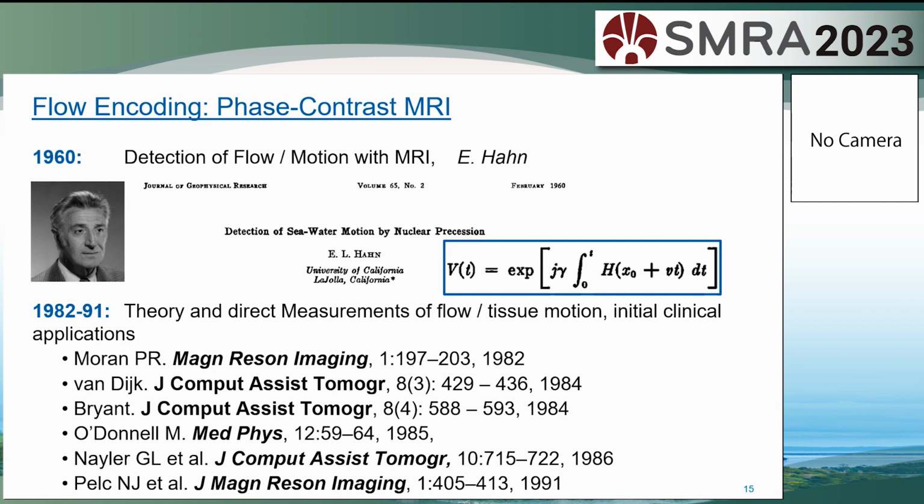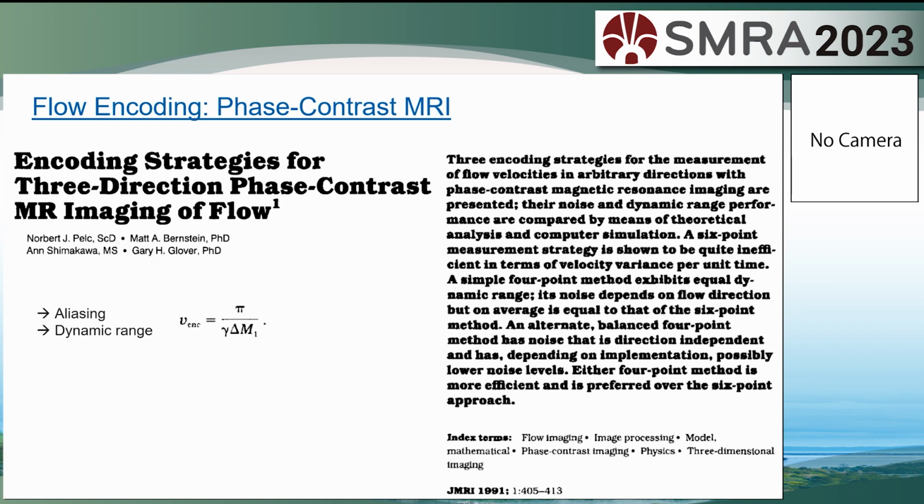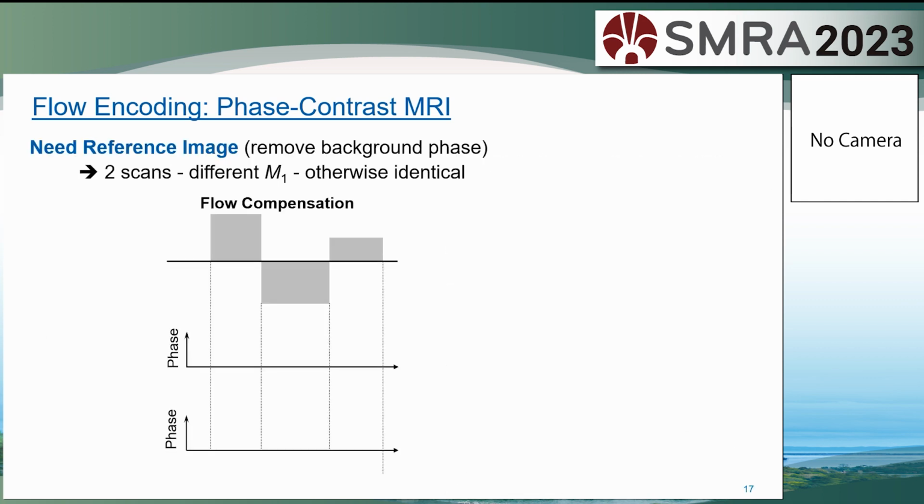Norbert Pelc, however, showed us how to go further. In 1991, he showed encoding strategies for 3-directional phase contrast MR imaging and showed us that we can do this in several ways. He also introduced the terms Venc and dynamic range. So Venc is the strength of our flow encoding in our phase contrast sequence.